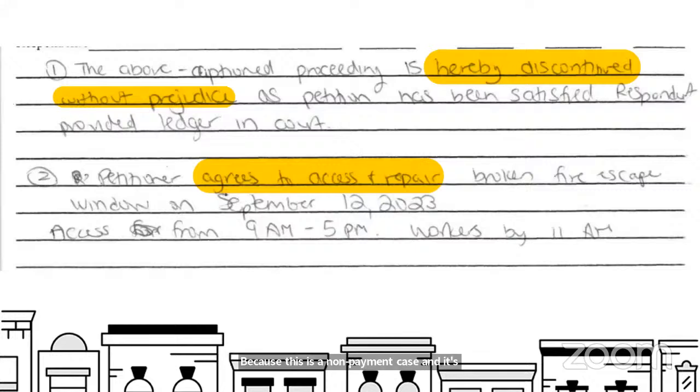If this repair is not done by September 12th, it's not fixed within that time, and the landlord's asking for additional time, or the landlord proceeds not to follow through with this agreement, the tenant will have to commence an HP action because the case is discontinued. The tenant cannot go back and try to do an order to show cause because it will be denied. This case is discontinued, so the tenant cannot go back to enforce this broken fire escape window. Next slide, please.